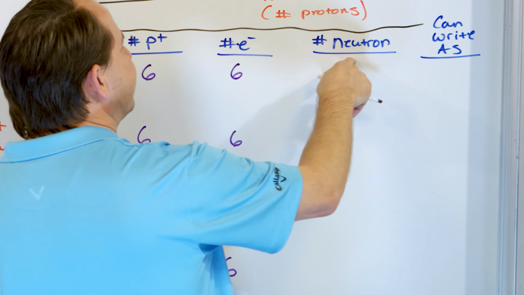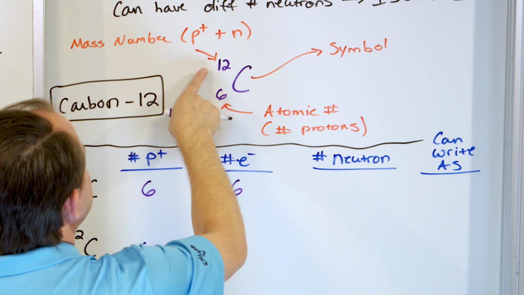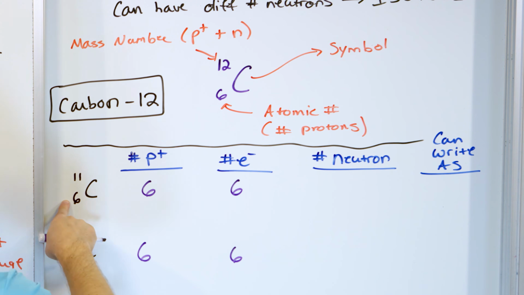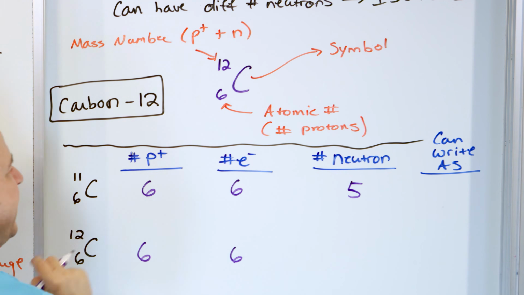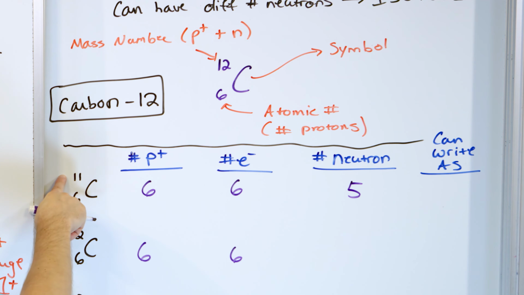Now let's see how many neutrons are here. Well, we have a mass number, the top number of, in this case, 11. Now what is 11 minus 6? 11 minus 6 is 5, so that means there has to be 5 neutrons here because the protons plus the neutrons, 6 plus 5, is equal to 11.